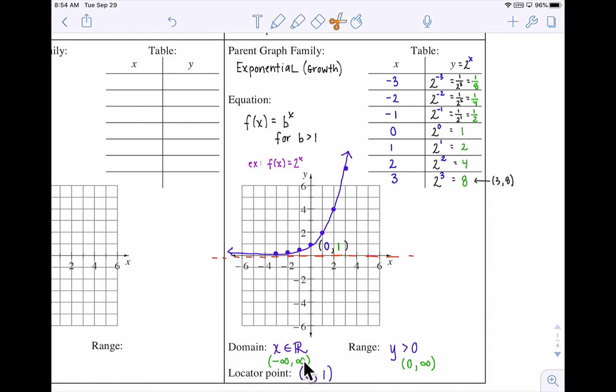Domain is saying that x can be anything. x is an element of the real numbers. We can also use interval notation and say that it goes left forever toward negative infinity, and it goes right forever toward infinity. Our range was our outputs.